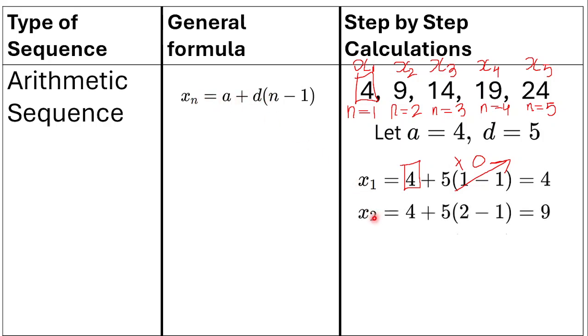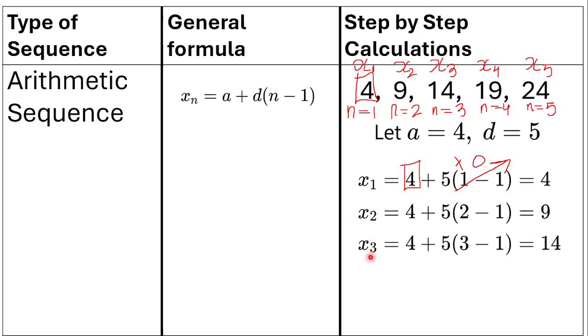So let's look at x sub 2. Remember, x2 is our second term, right? So n is 2 in this case. So we're going to put 2 here because n is 2. We already know that 4 is A, the first term. And then D stays the same. That's going to be 5, right? So when we do 4 plus 5, open bracket, 2 minus 1, that gives us 9. Why? Because 2 minus 1 is 1, and then 5 times 1 is 5, and then if you add 5 plus 4, you get 9. So the x sub 2 is 9. So our formula makes sense so far.